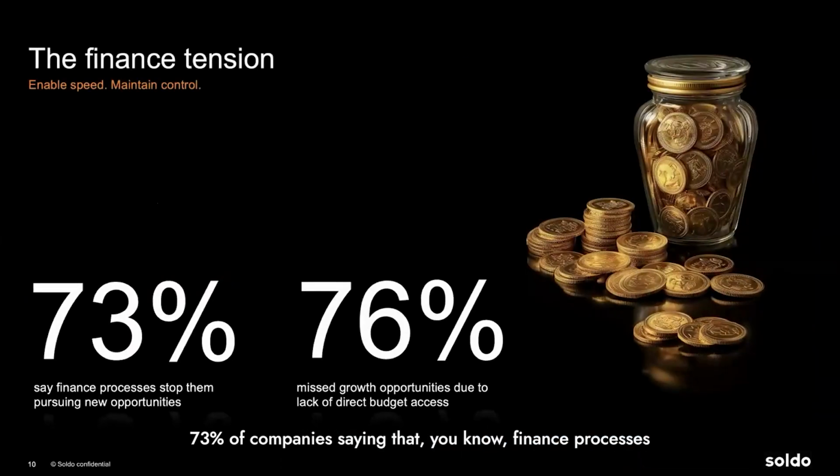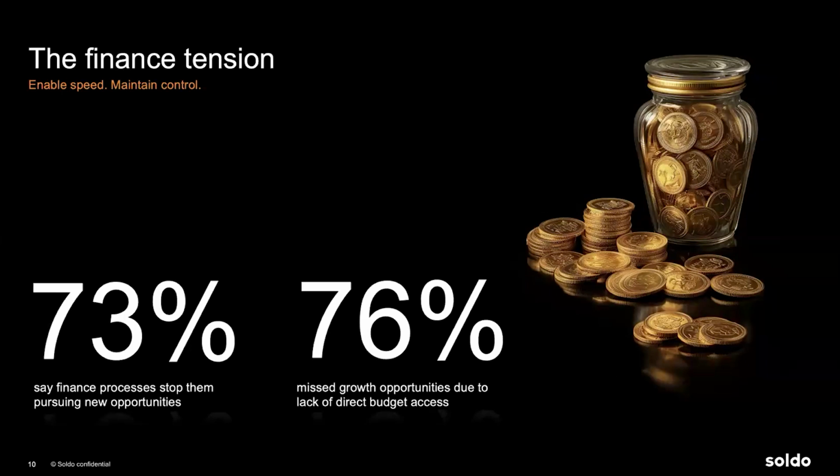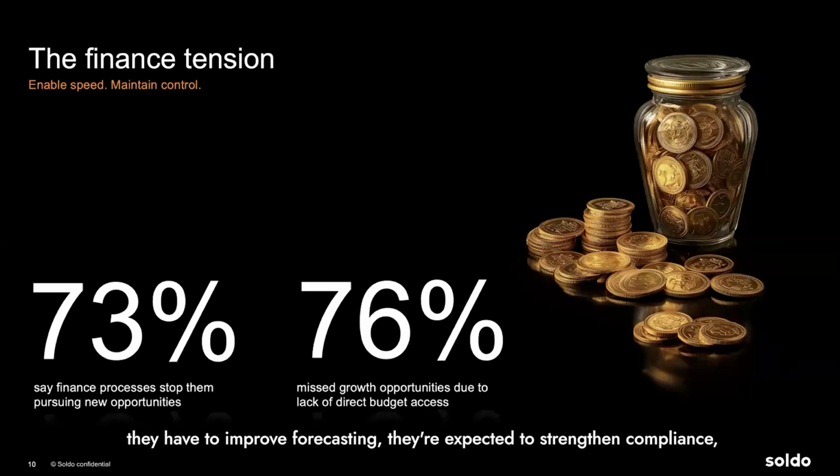73% of companies say that finance processes can stop them from pursuing new opportunities, and 76%, 3 in 4, say they missed an opportunity as a direct result of employees not having access to the correct budgets. Now, you set that against a situation today where modern finance teams are expected to support growth, they have to improve forecasting, they're expected to strengthen compliance, and they have to increase agility all at the same time. So research is showing that this is a challenge.